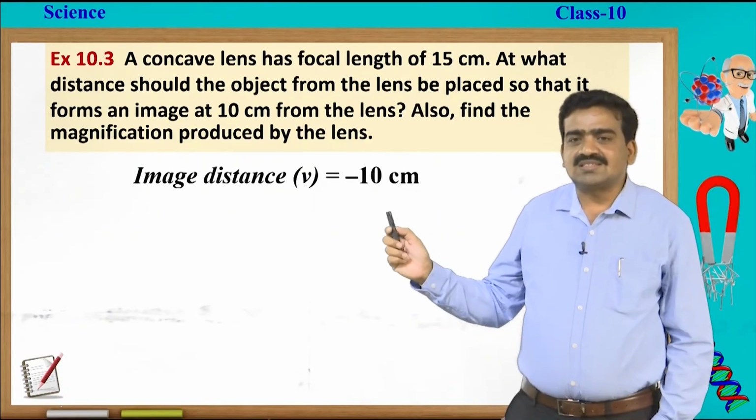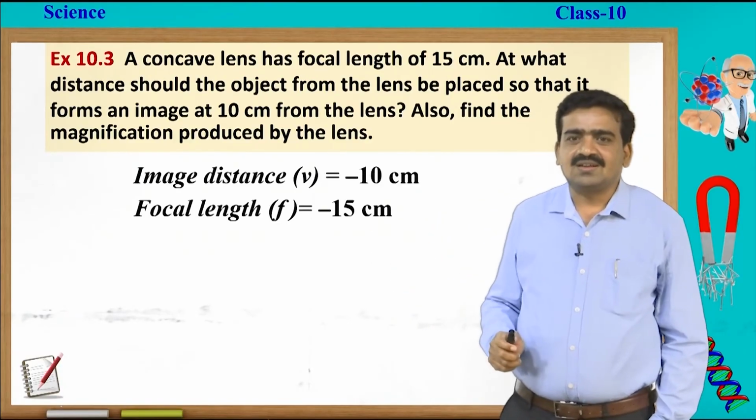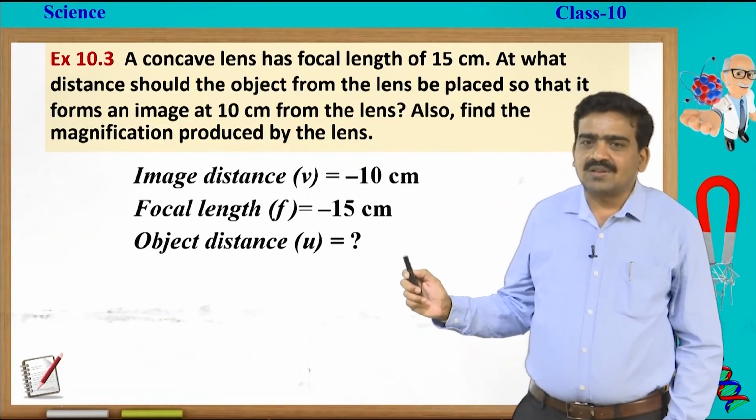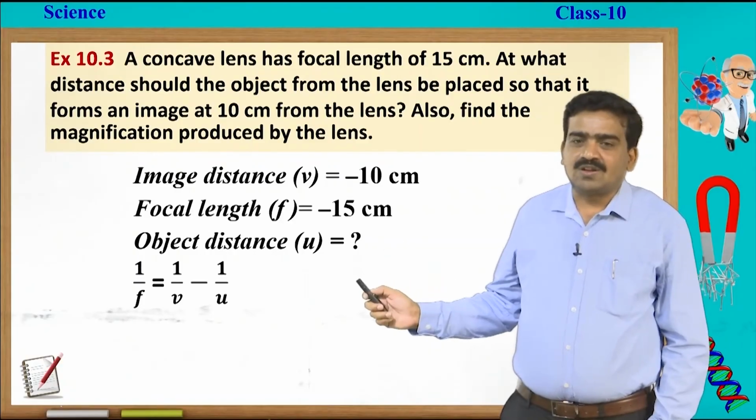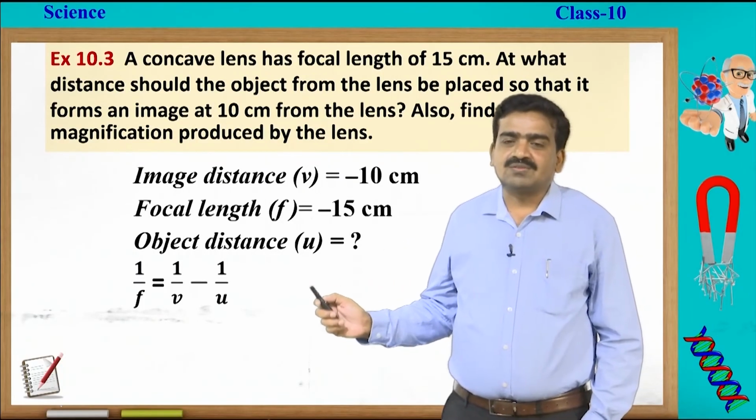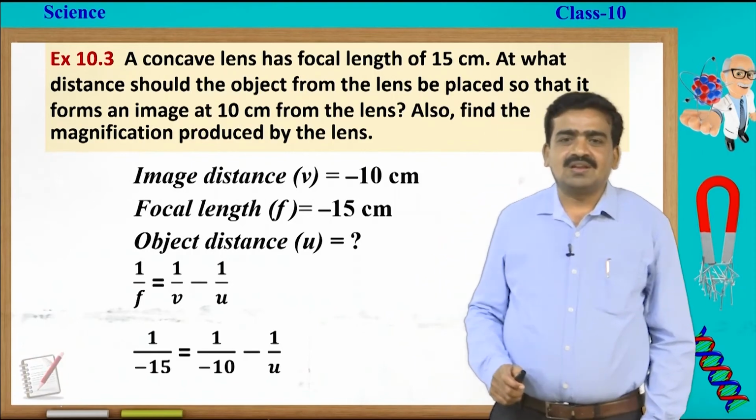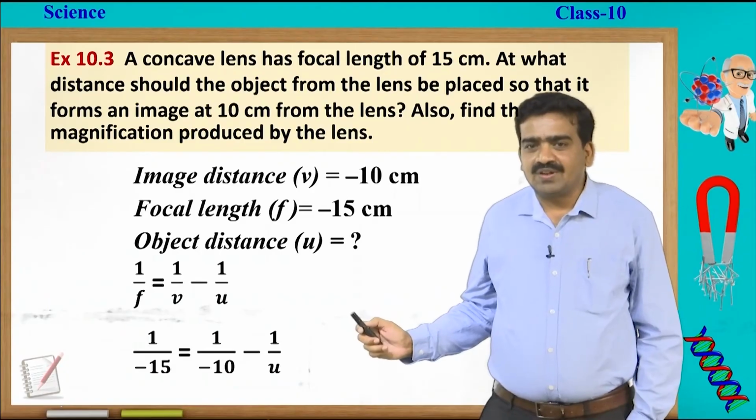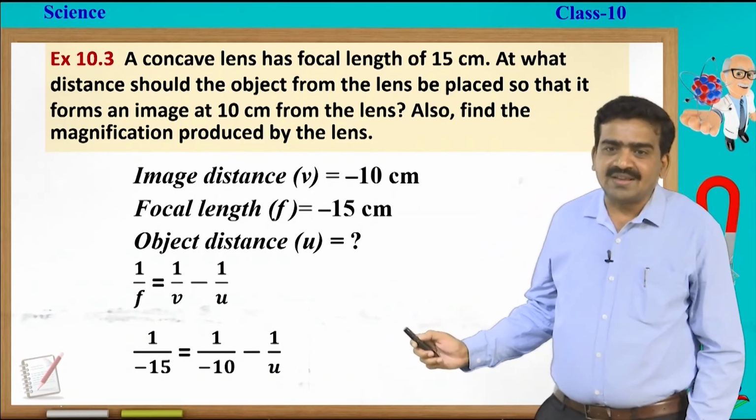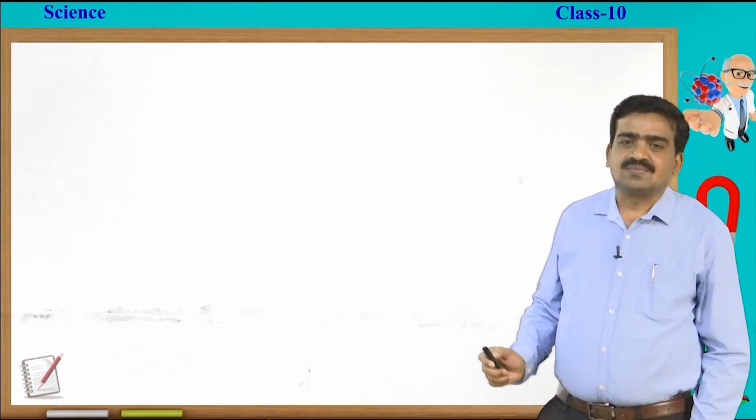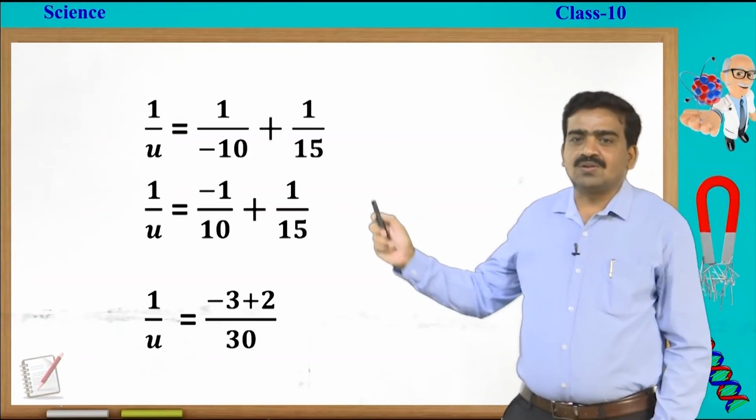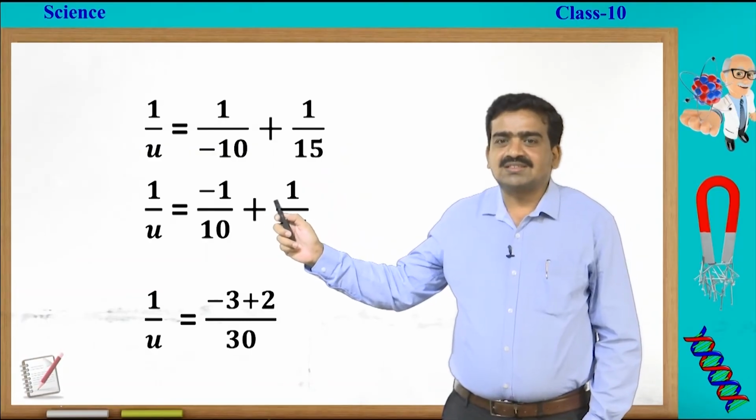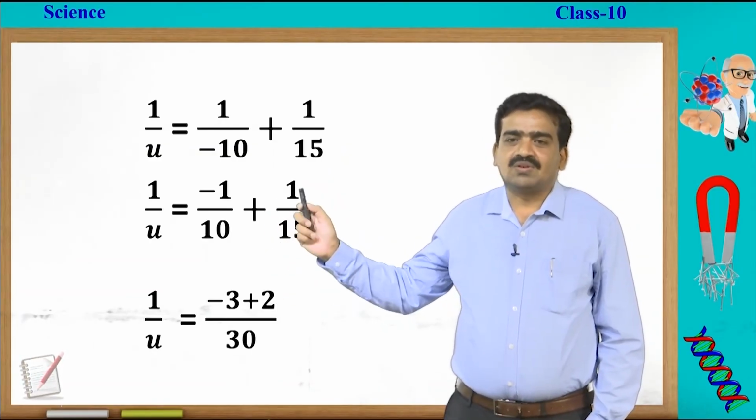Now, image distance v is given, that is minus 10 centimeter, focal length is given, minus 15 centimeter, and object distance we have to calculate. We use the formula 1 over f is equal to 1 over v minus 1 over u. Substituting, in place of 1 over f we write minus 1 over 15, which is equal to 1 by minus 10 minus 1 over u. So, 1 over u is equal to 1 by minus 10 plus 1 over 15, then 1 over u is equal to minus 1 by 10 plus 1 over 15.